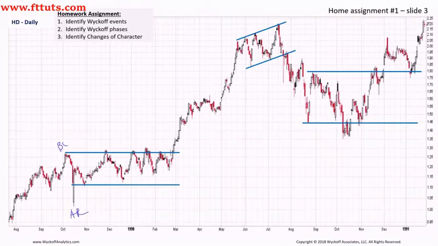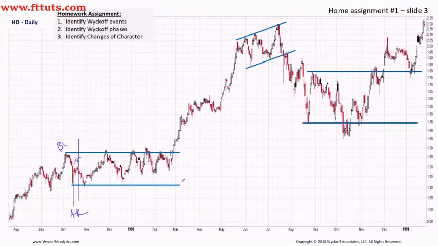And later, the next is the secondary test that happens after that, and that completes the phase A.